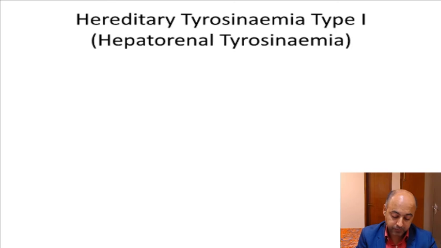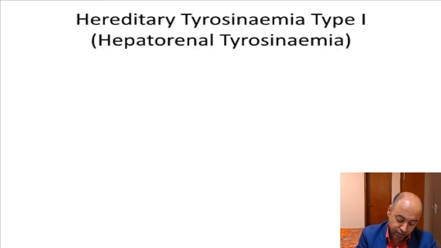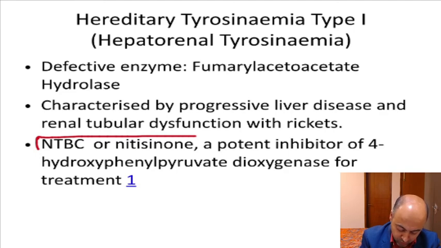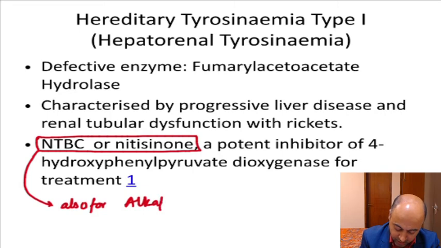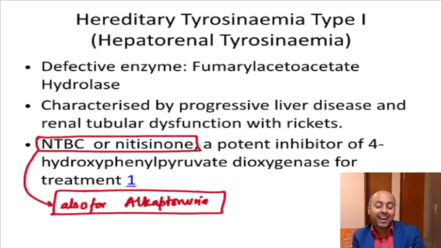Okay, we talked about these. Please note, for tyrosinemia type 1, for treatment, we have the drug NTBC or nitisinone. This drug can also be used for another condition. Can you tell me what that condition is? It can also be used for management of alkaptonuria.